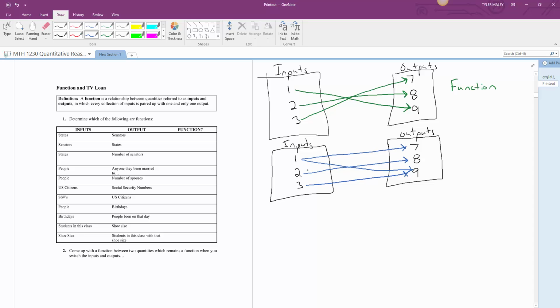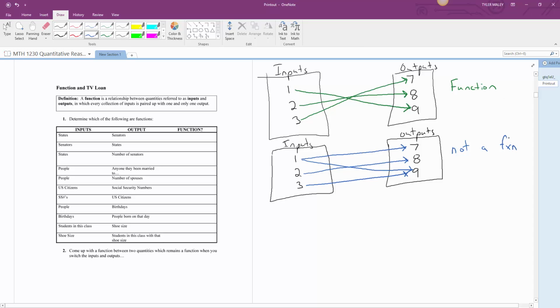Right? So this would be an example where we don't have a function. So in this case, the way to think about it is 1 can have an output of 7, but it can also have an output of 9, right? So this would not be a function, right? So every input can only have one and only one output, right? So if we have an input, we cannot get more than one possible output out of this, right? So this would not be a function, right? Not a function, right?